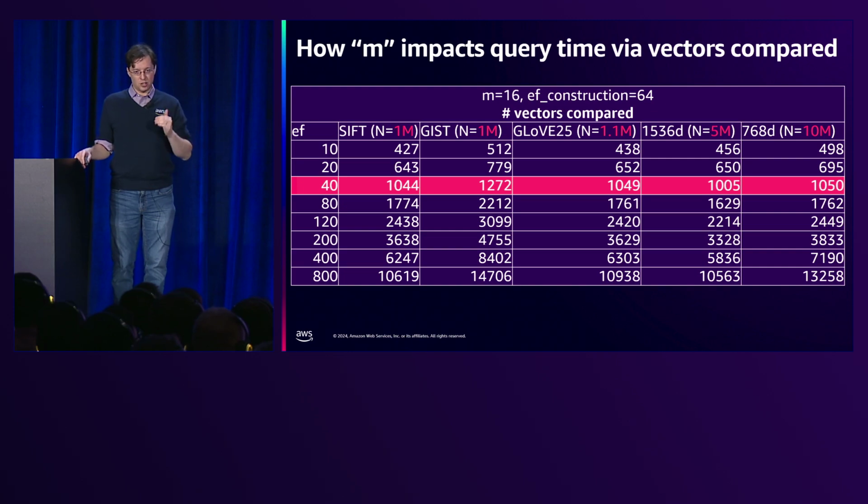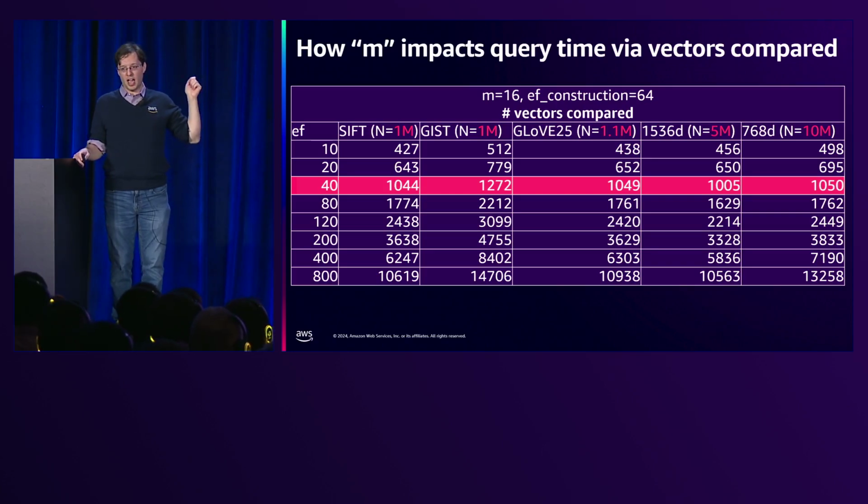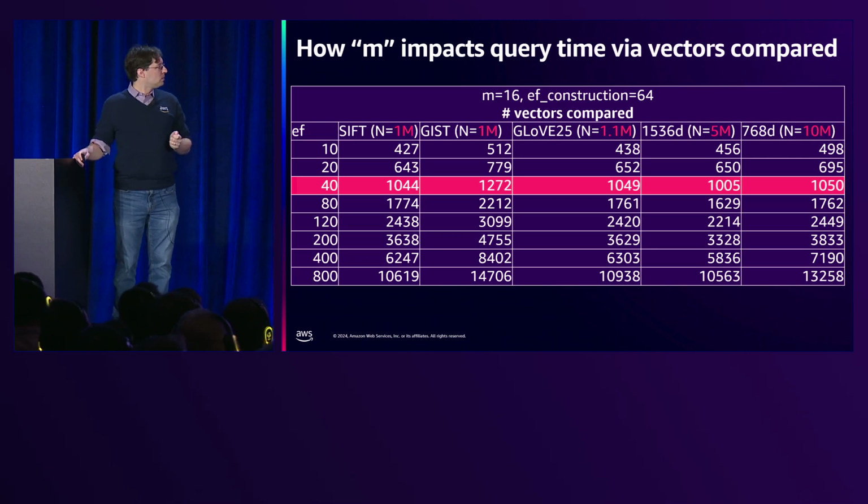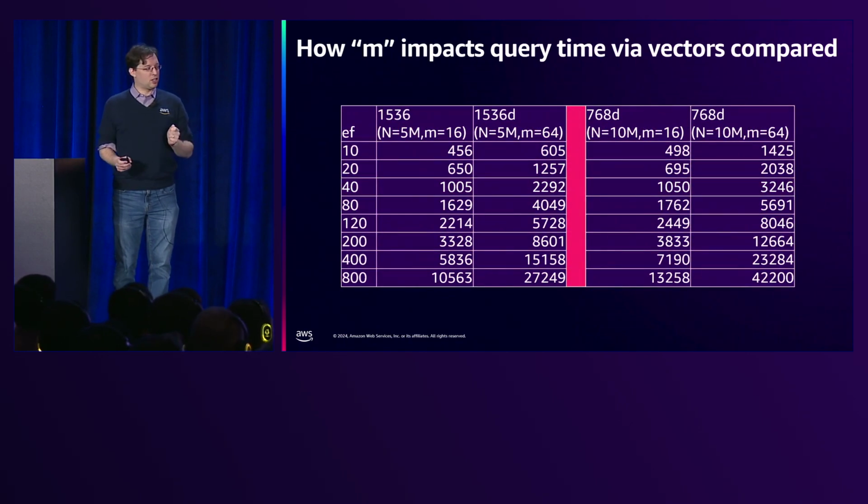Granted, as your data set increases, you will have to search more vectors at these particular sizes. But that's something to keep in mind as you're doing this kind of selection: m is going to be the biggest hammer in terms of how many vectors you have to search. And this is the slide that shows that.